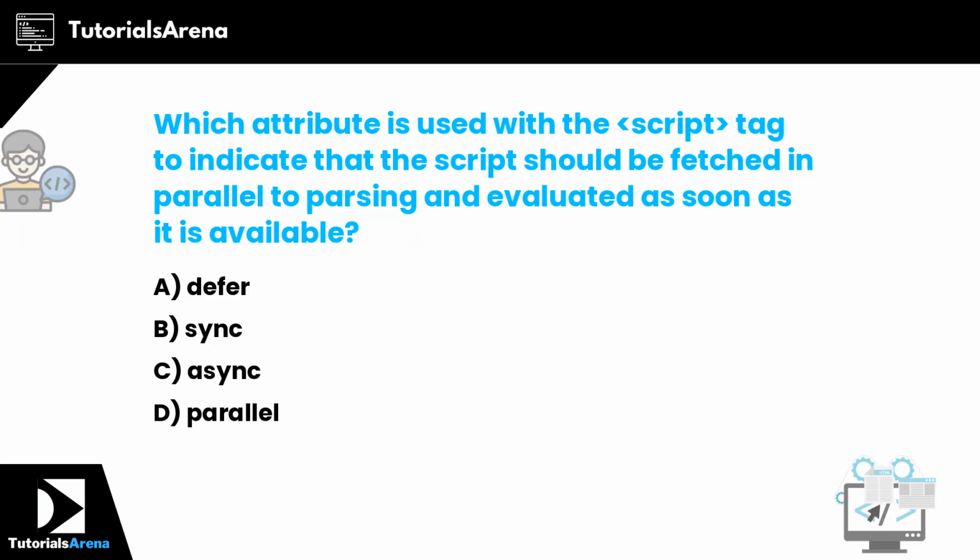Which attribute is used with the script tag to indicate that the script should be fetched in parallel to parsing and evaluated as soon as it is available? The correct answer is option C, async.